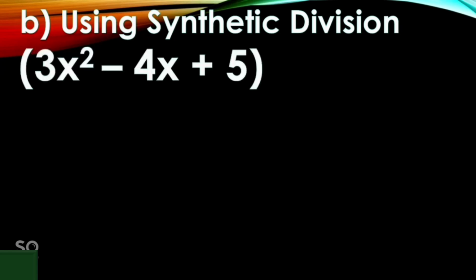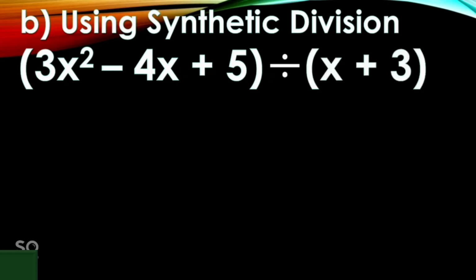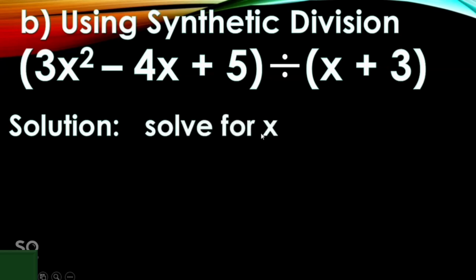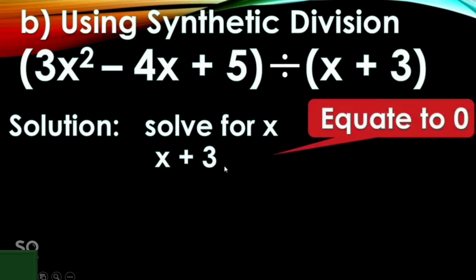Okay, now we will use synthetic division to get the remainder of our polynomial. Okay, we have 3x squared minus 4x plus 5 divided by x plus 3. 3x squared minus 4x plus 5 is our polynomial, or the dividend, and x plus 3 is the divisor, or the x minus r. So the first step is to solve for x. To solve for x, we need to equate it to 0. So x plus 3 equals 0.